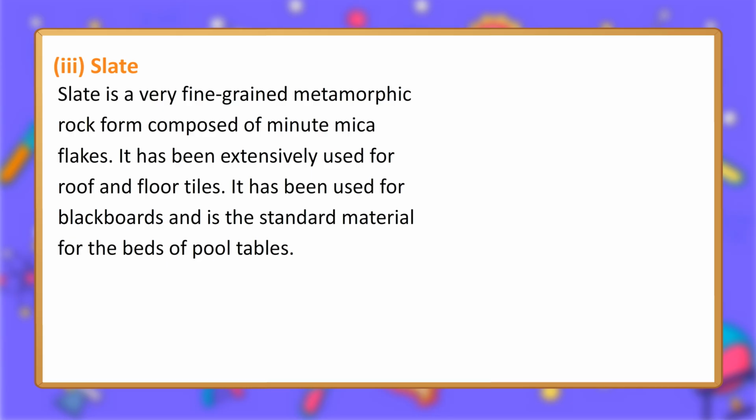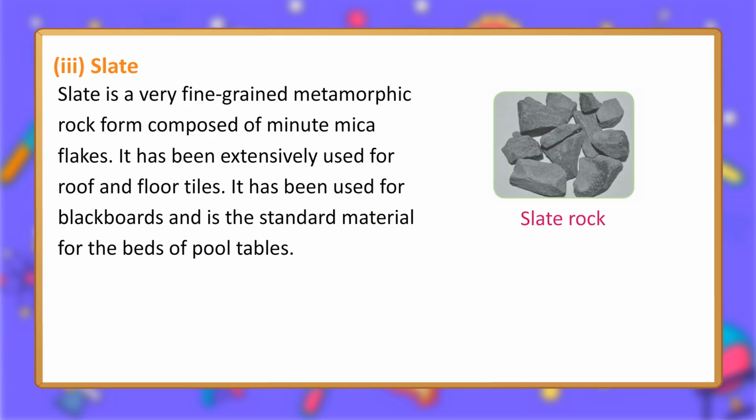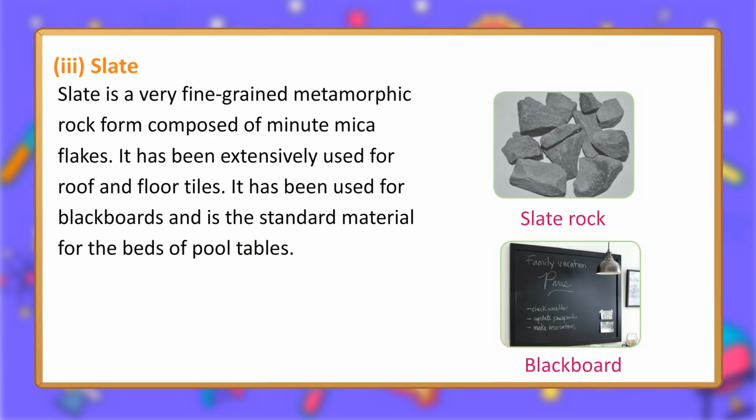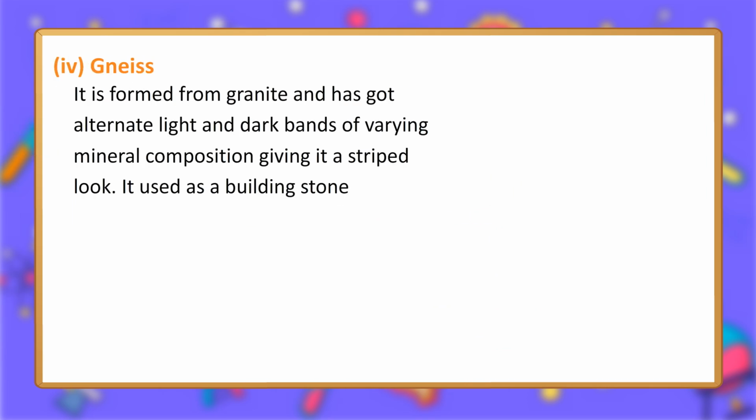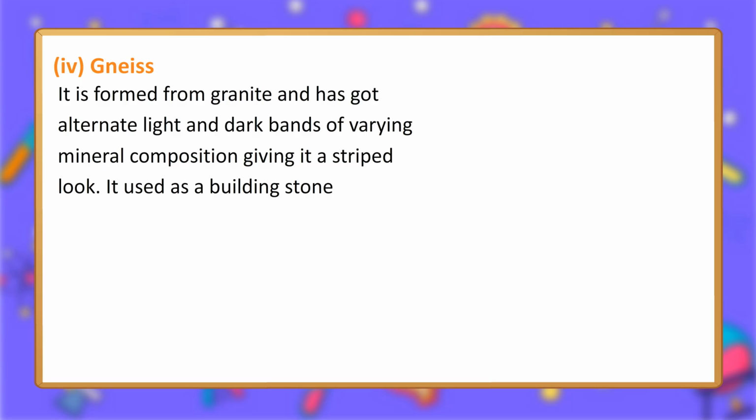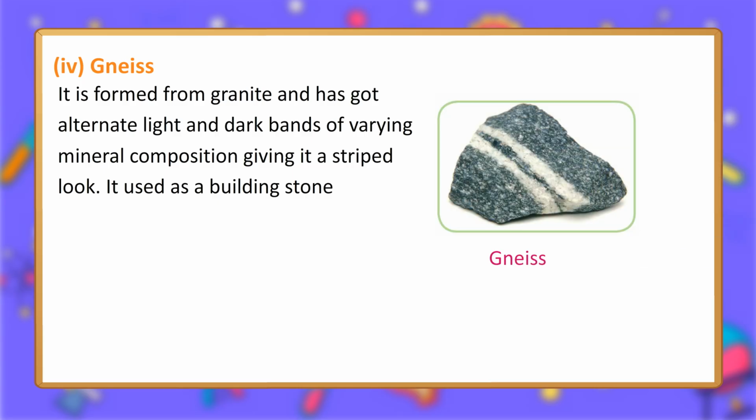It has been extensively used for roof and floor tiles. It has been used for blackboards and is the standard material for the beds of pool tables. Gneiss. It is formed from granite and has alternate light and dark bands of varying mineral composition giving it a striped look. It is used as a building stone.